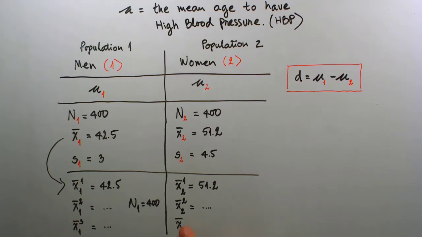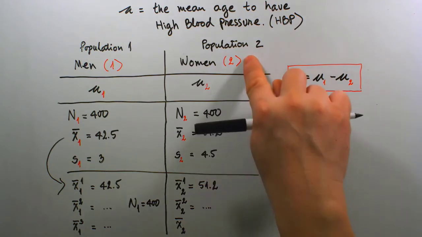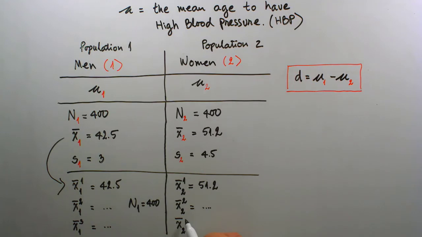X bar is for the sample mean. Subscript 2 is to indicate it came out from population 2. And the third sample is indicated as a superscript. Since we didn't have any of those, I can leave it blank, but realize that any of these exist. It's just we didn't need to find all of those.